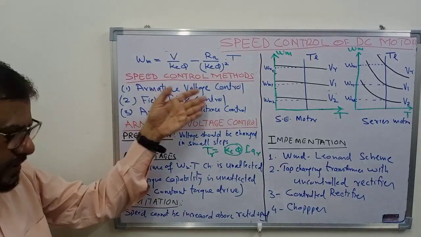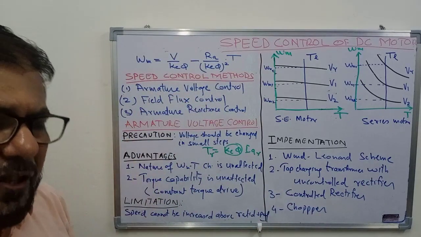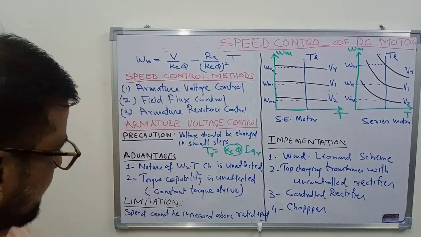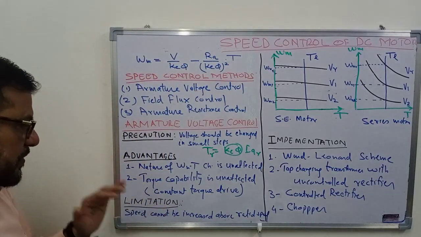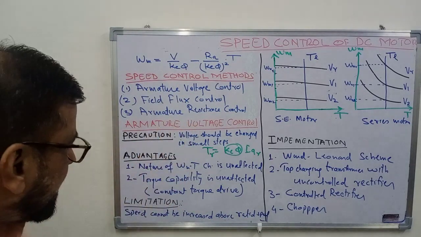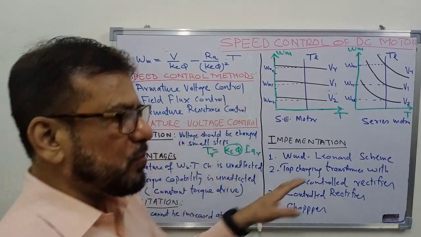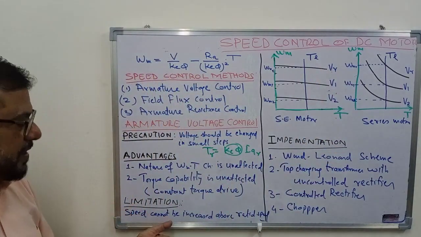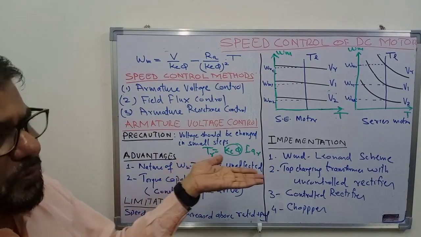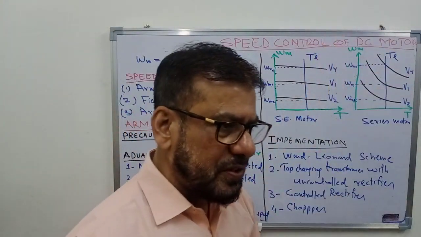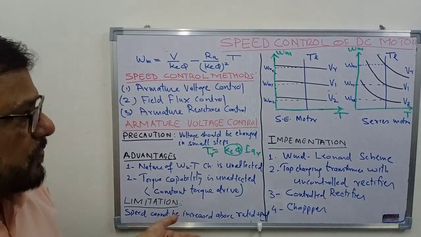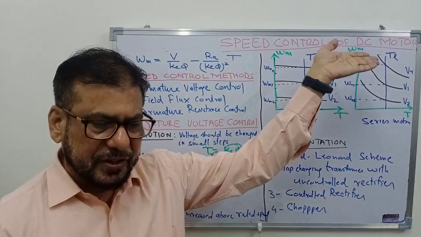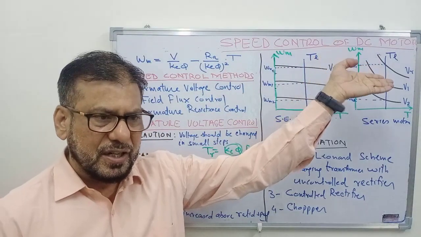You will see in the other methods, the torque capability reduces as we change the speed of the motor. So these are two main advantages of this method, and that is why this method is the most commonly used method. The limitation here is that if you want to increase the speed above the rated speed, this method cannot be used, because you cannot raise the voltage above the rated voltage to any substantial level.